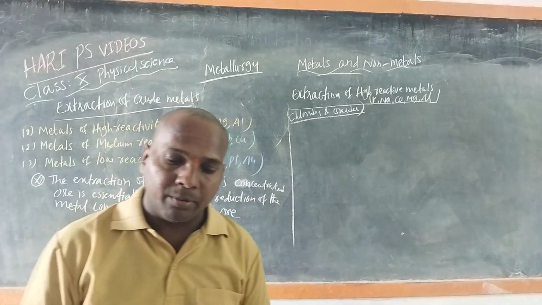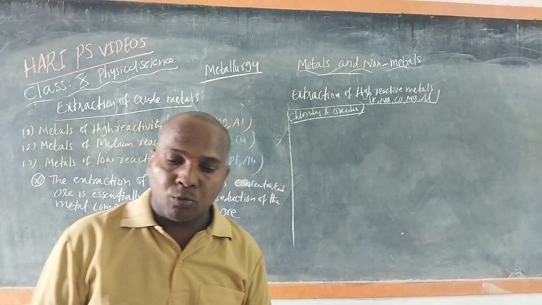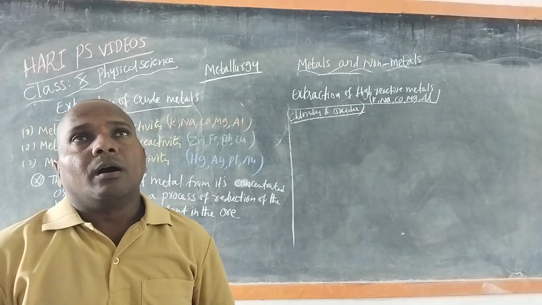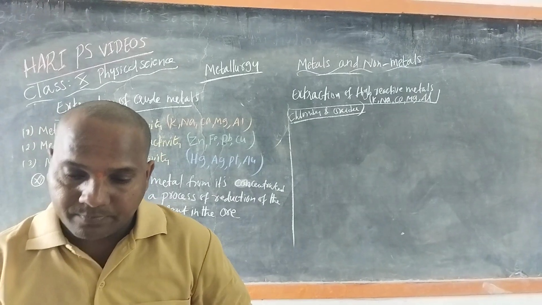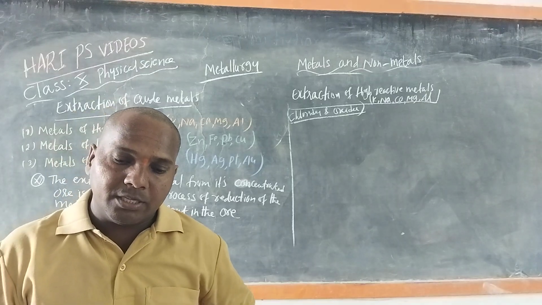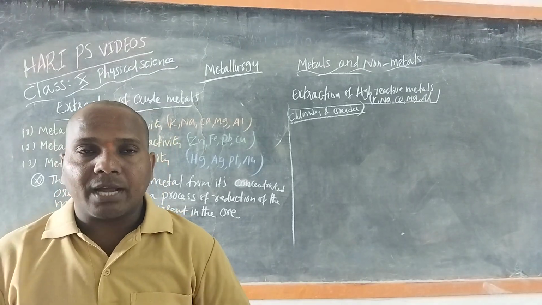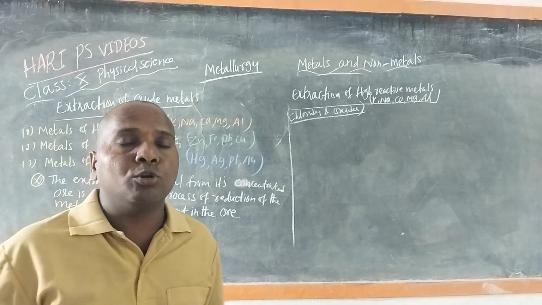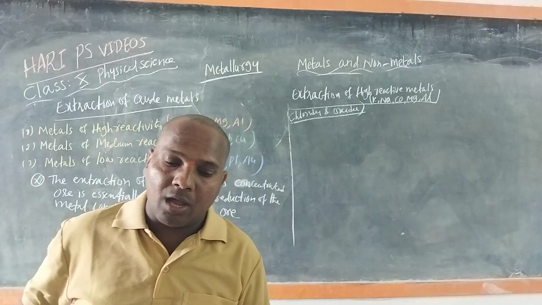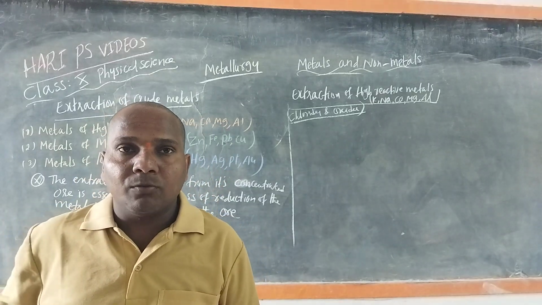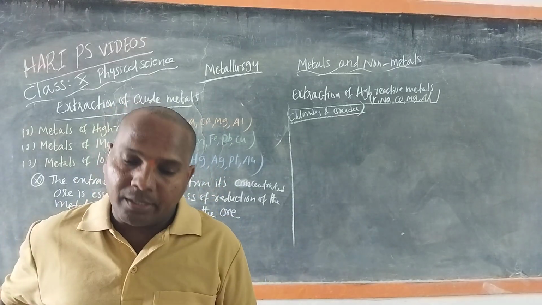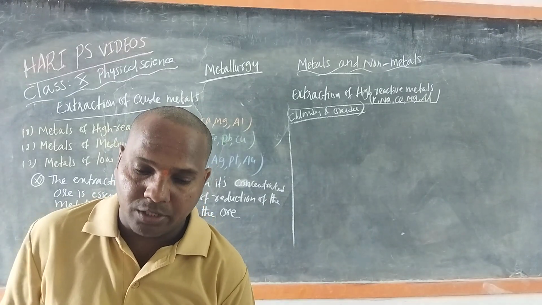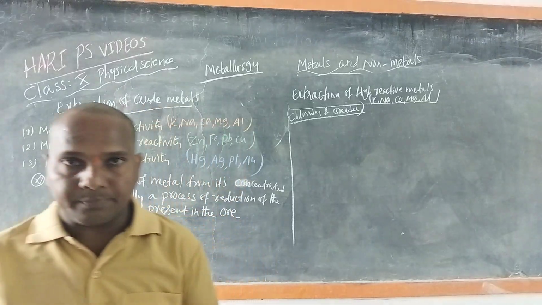The oxides of high reactive metals are very stable and cannot be reduced by the most commonly used reducing agent, carbon. This is because these metals have more affinity for oxygen than carbon. So carbon is unable to remove oxygen from metal oxides and hence cannot convert them into free metals. Thus, the highly reactive metals cannot be extracted by reducing their oxides with carbon.